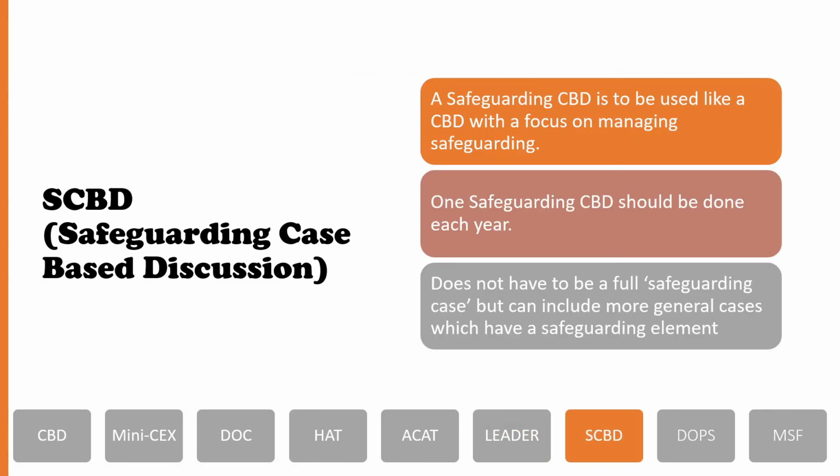Now we have safeguarding case-based discussions. So these are very similar to typical case-based discussions. You use them as a case-based discussion, but there is simply a focus on managing safeguarding. These cases do not have to have a full safeguarding case, so it doesn't have to be a patient who has been admitted solely for safeguarding purposes, but you could look at elements within perhaps a more general case that can be applicable to safeguarding.